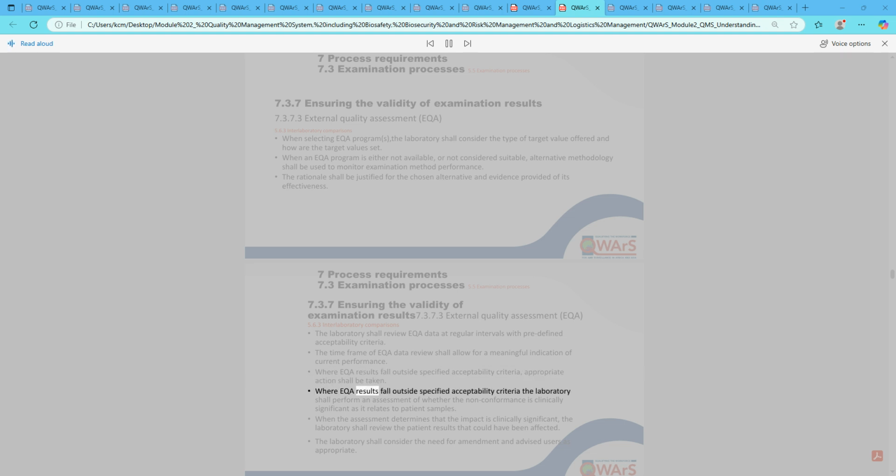Where EQA results fall outside specified acceptability criteria, the laboratory shall perform an assessment of whether the nonconformance is clinically significant as it relates to patient samples. When the assessment determines that the impact is clinically significant, the laboratory shall review the patient results that could have been affected. The laboratory shall consider the need for amendment and advise users as appropriate.